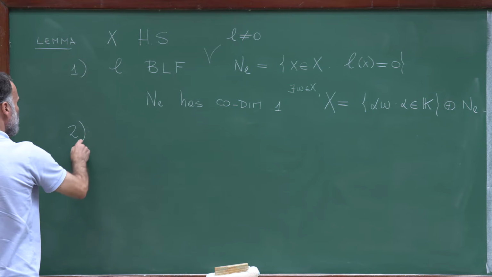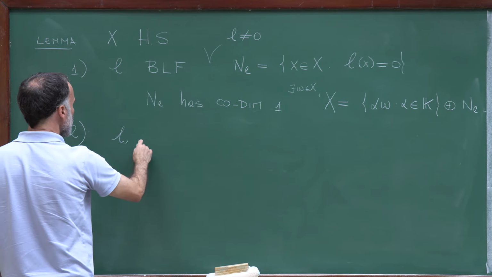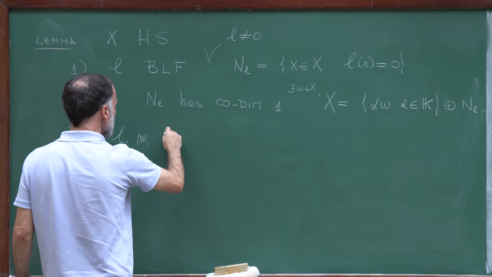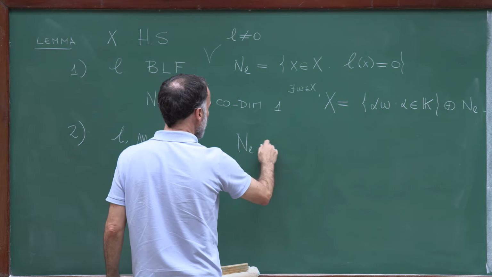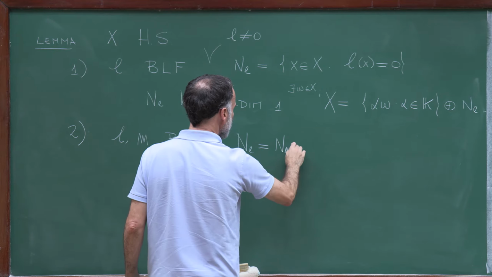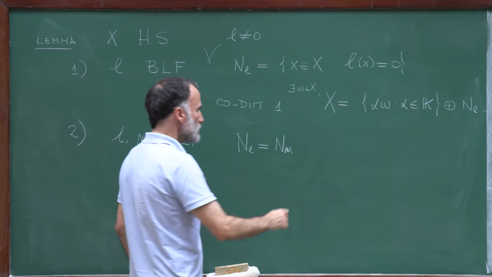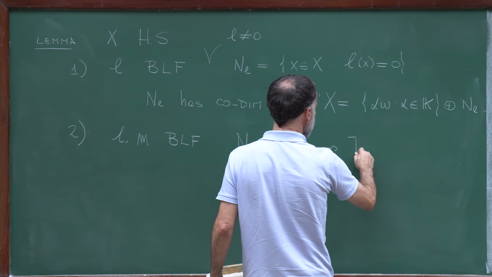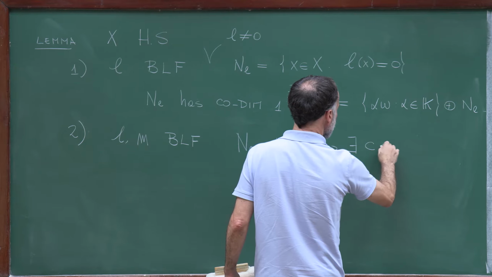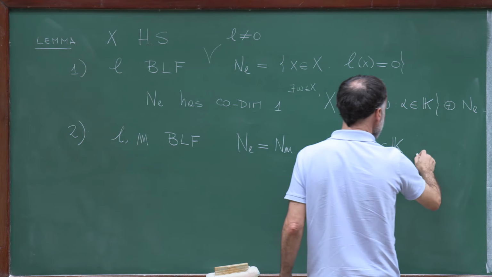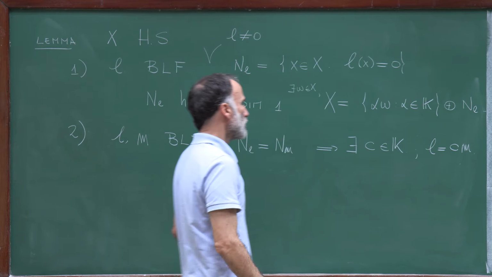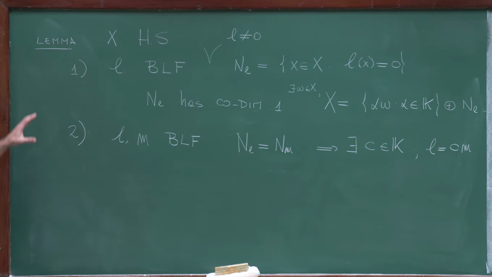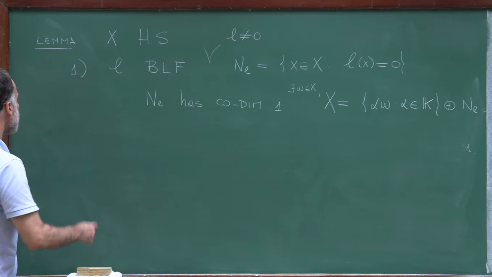And then my second statement is that suppose that you have L and M bounded linear functionals, and suppose that the null spaces coincide. So N_L is equal to N_M. Well, in this case, what I claim is that then there exists a constant C, a scalar C, such that L is equal to C times M. So we will prove these two claims in the next few minutes. So let's prove the first claim.